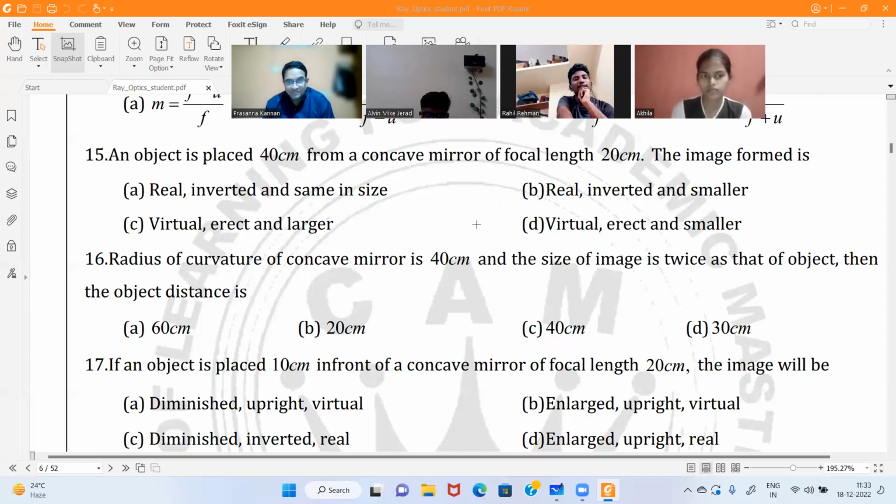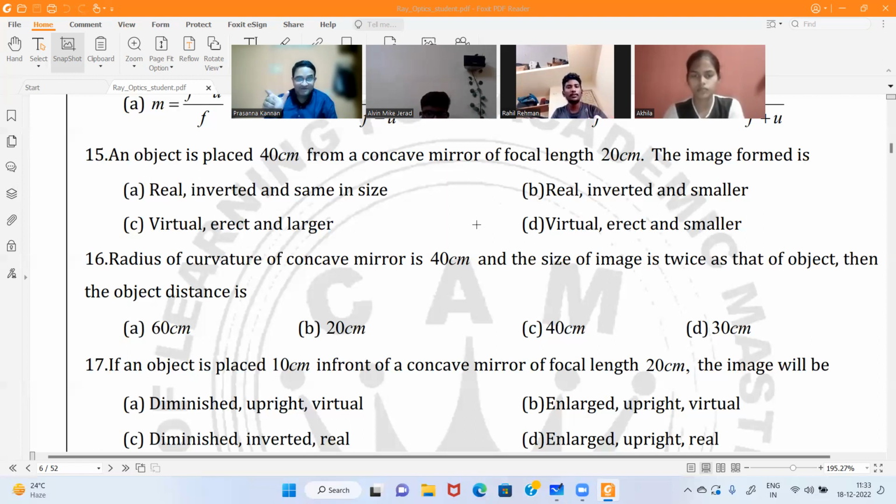So is it 30 centimeters, sir? Yeah, 30 centimeter will be correct. Okay. So can you explain, Rahil, how did you tell 30? Because when the object is placed between center of curvature and focus, the image size is large. But if it's placed at focus, the image will be at infinity, so the magnification will be very, very large. So the object should be placed between center of curvature and focus.